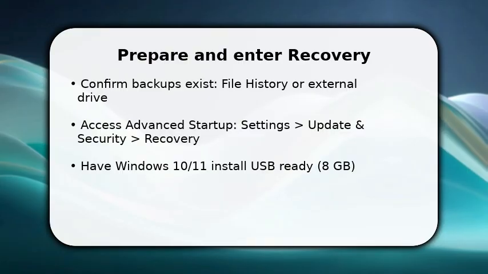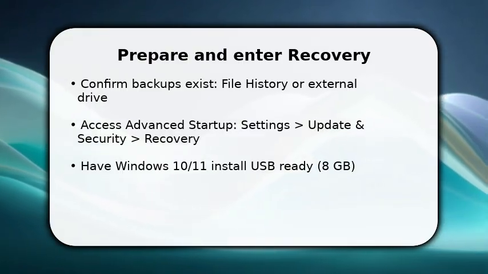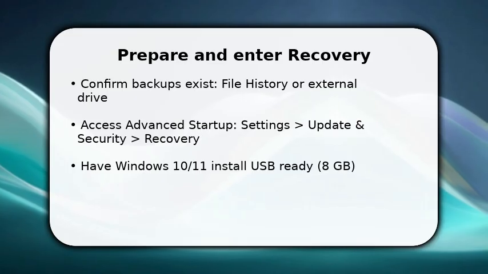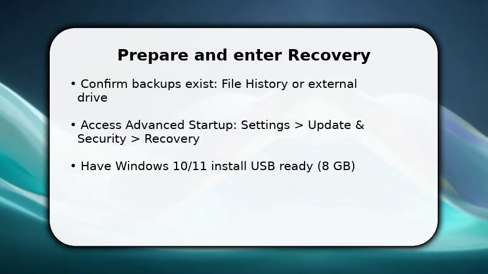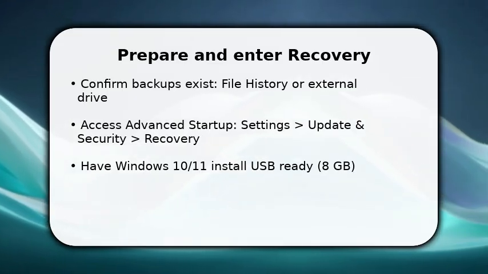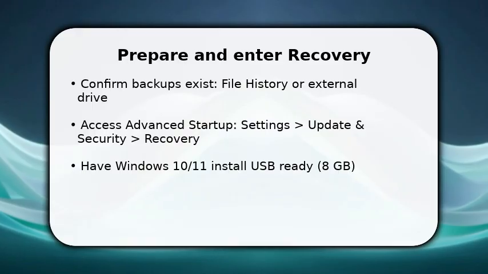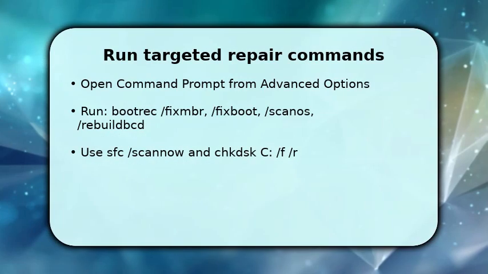Make sure you have a Windows Install USB available. If your system is corrupted, you'll need it to run command line repairs or reinstall without losing configuration when possible. Once in command prompt, you'll run boot repair, then file integrity checks. That sequence fixes most boot errors.